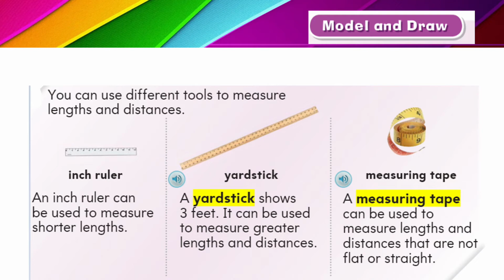Then we have the measuring tape. A measuring tape can be used to measure lengths and distances that are not flat or straight. Often you will see a tailor uses a measuring tape. If you want a bespoke outfit for yourself, and if you go to a tailor, the tailor will use a measuring tape to check the length of your hand or around your shoulder.